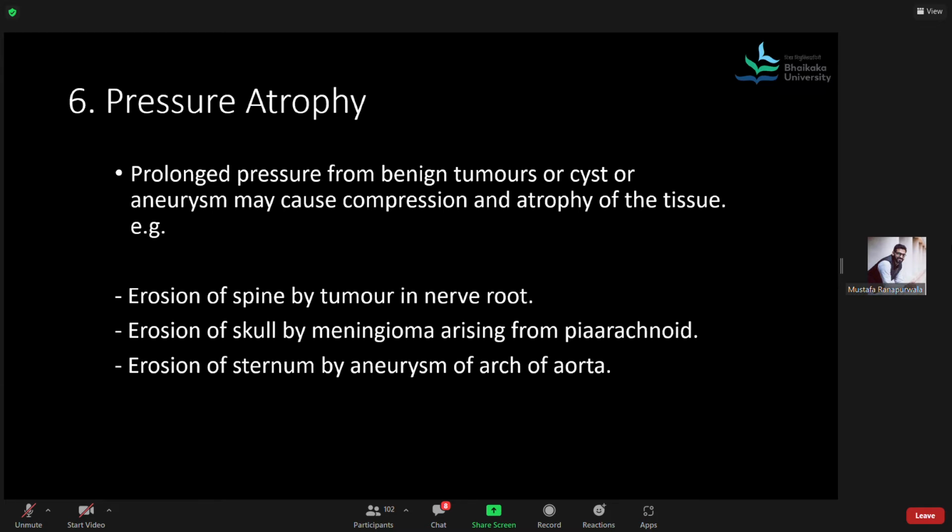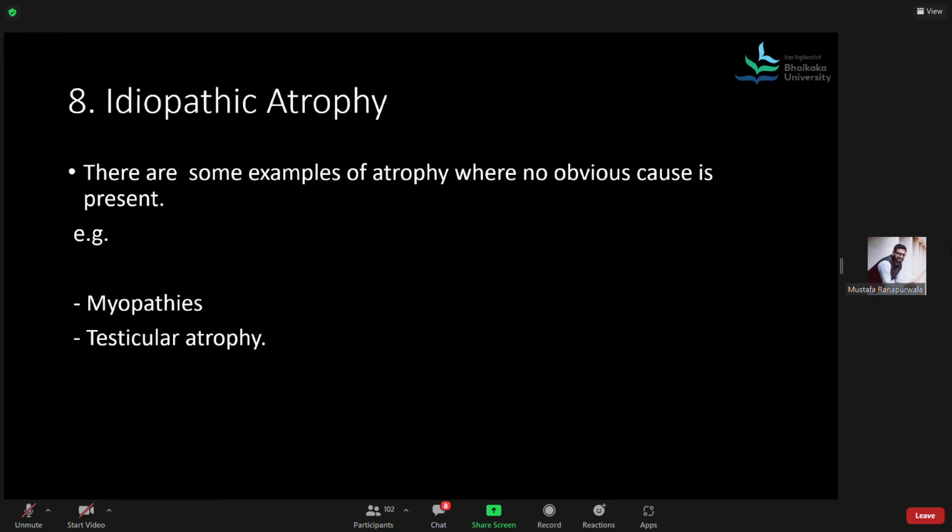Okay, fine, right? And then of course, sometimes we also have idiopathic atrophy where we don't have any obvious cause, right? The classic example is how people sometimes undergo testicular atrophy. Now, a lot of these cases might have a previous incidence of an ischemic event, but there are a number of other times where these atrophies occur without any obvious cause, right?